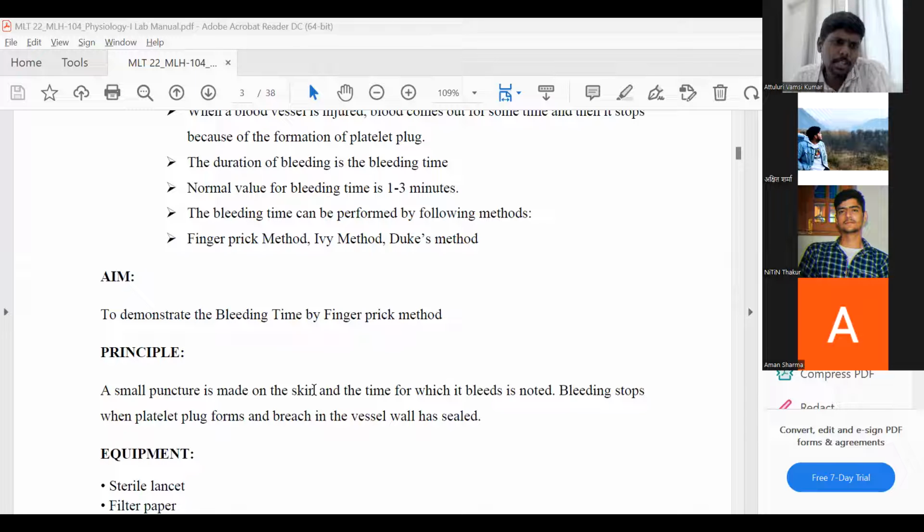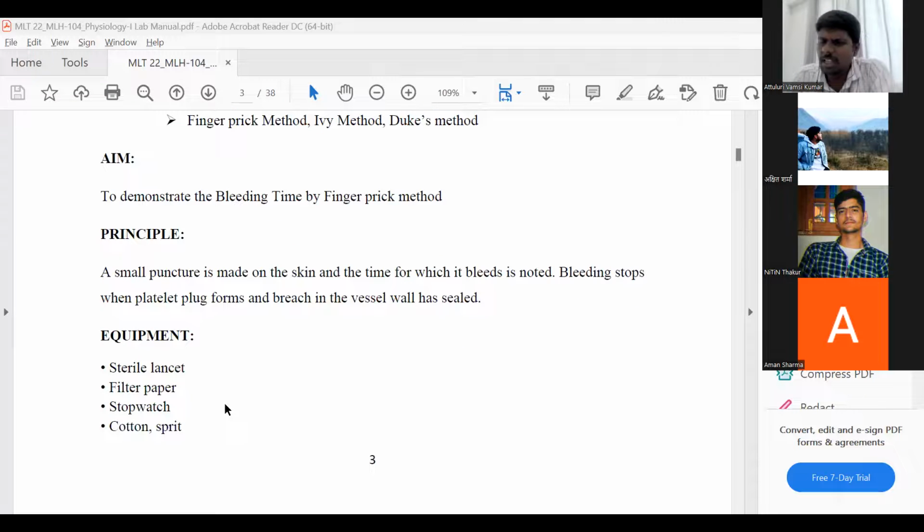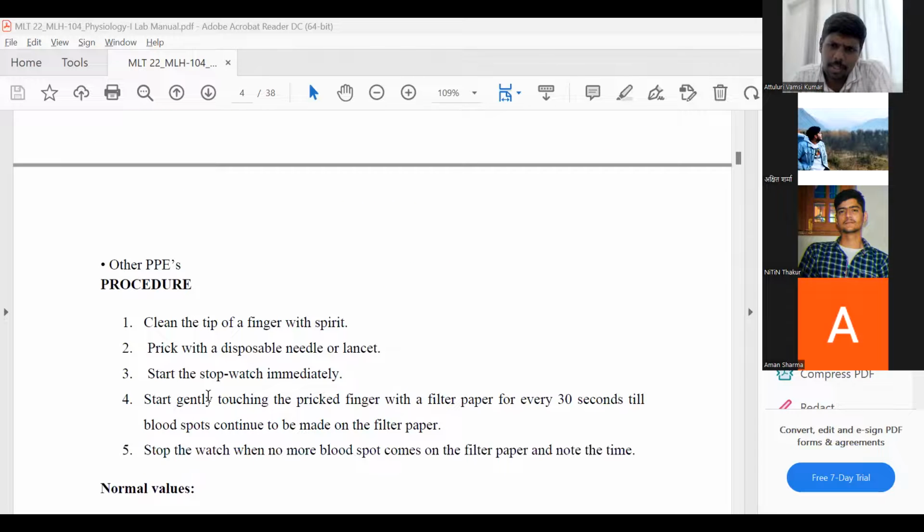The principle is very simple. A small puncture is made on the skin, and the time for which it bleeds is noted. Bleeding stops when a platelet plug is formed and the breach in the blood vessel is sealed. We need very basic equipment: lancet, filter paper, stopwatch, cotton and spirit, and of course a timer.